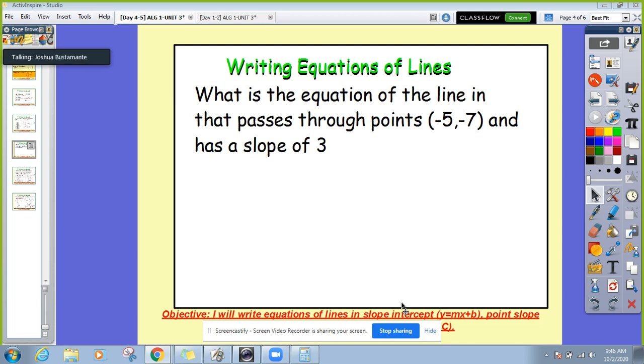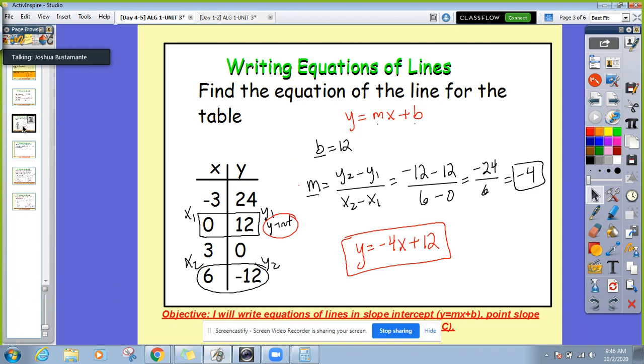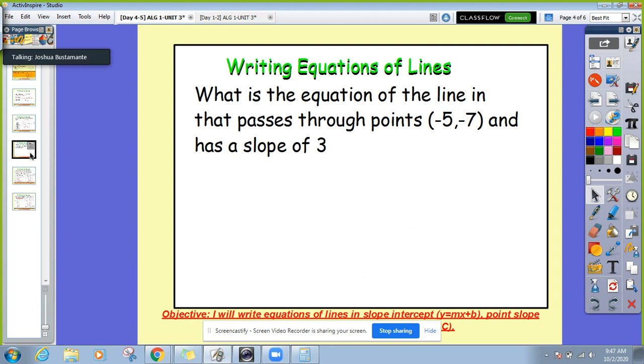All right, guys, so in the second example, we're still writing equations of lines, but you notice they don't give us as much information as we saw before. Before, we had all these different points, and one of them was the y-intercept. In this example, the only information they give us is that this line passes through the point (-5, -7), and it has a slope of 3.